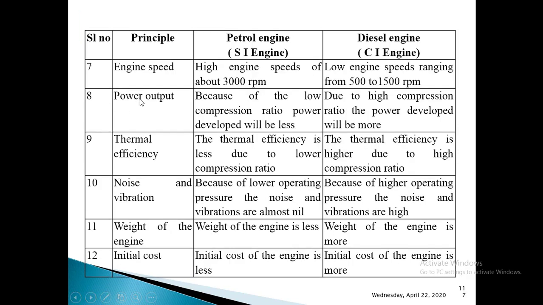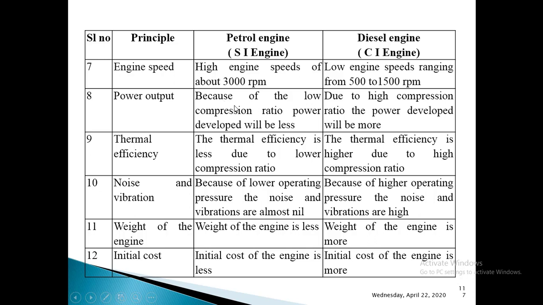Next we have engine speed. The petrol engine speed is up to about 3000 rpm, whereas in the diesel engine the speed is less, around 500 to 1500 rpm. Next we come to power output. Because of the low compression ratio, the power developed will be less. This is what I said. Due to the compression ratio, we will again discuss many of the parameters that differ between petrol and diesel engine.